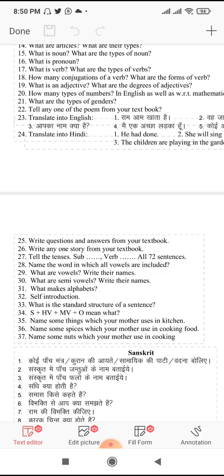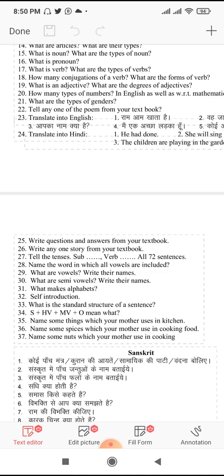You have to deliver. What is the standard structure of the sentences? Subject plus verb plus object, and that is given in the 31st question. Okay. Subject plus helping verb plus main verb plus object. Okay, that is the structure of the sentence.